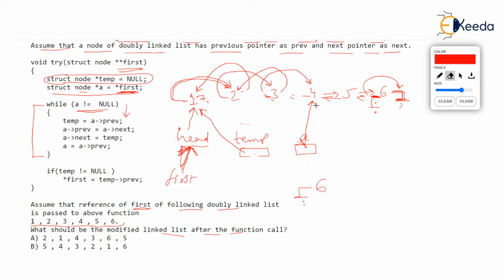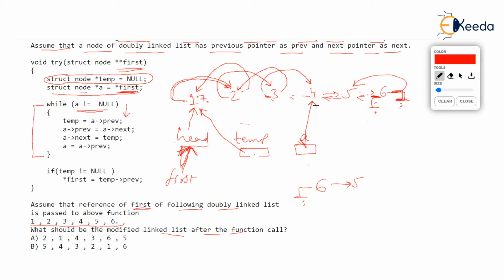When we reach 6 in the loop like that, we also know that next of this node points back to 5, isn't it? So next of 6 will point to 5. Are you following what I am saying? Yes, everyone. I hope you got the idea of what this function is exactly doing.